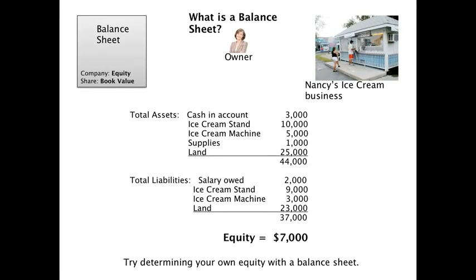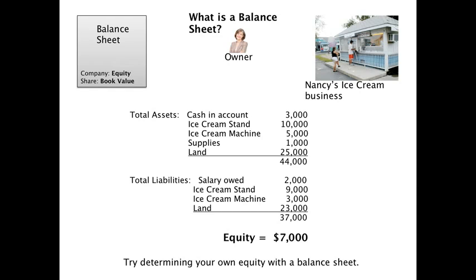Sit down with a blank piece of paper and write down all your assets. Write down how much you have in cash in your bank account. Write down how much you think your car is worth right now. And you have to say what it's worth now, not what you bought it for. How much you think your house is worth.